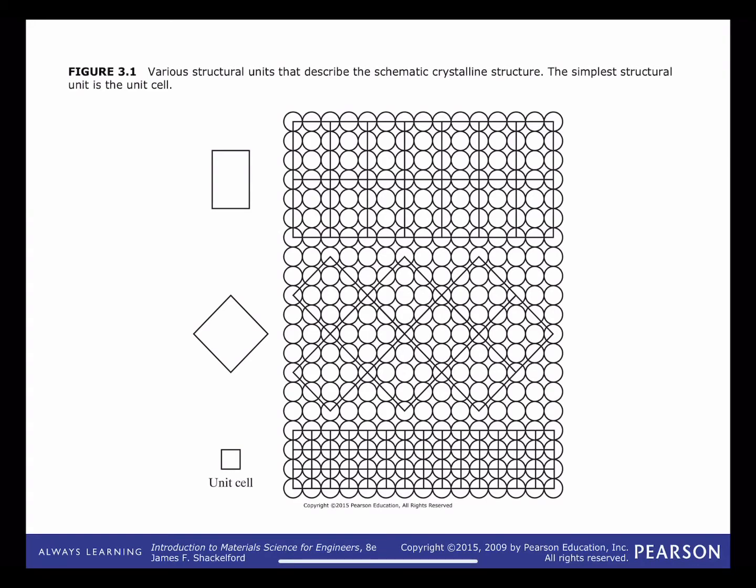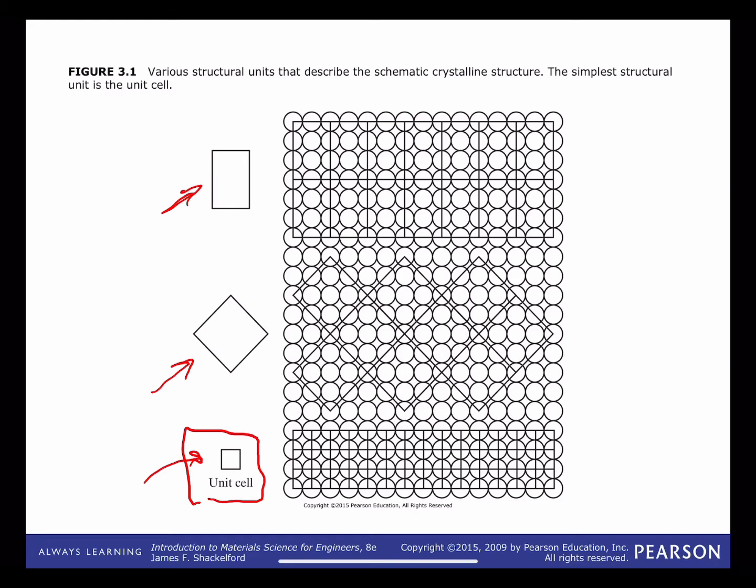Portions of the pattern can be extracted. Say, for example, this smaller unit here, a rectangle, or more of a square unit here, or even a smaller unit here, which is a mathematical representation of the whole pattern of atoms in this lattice.